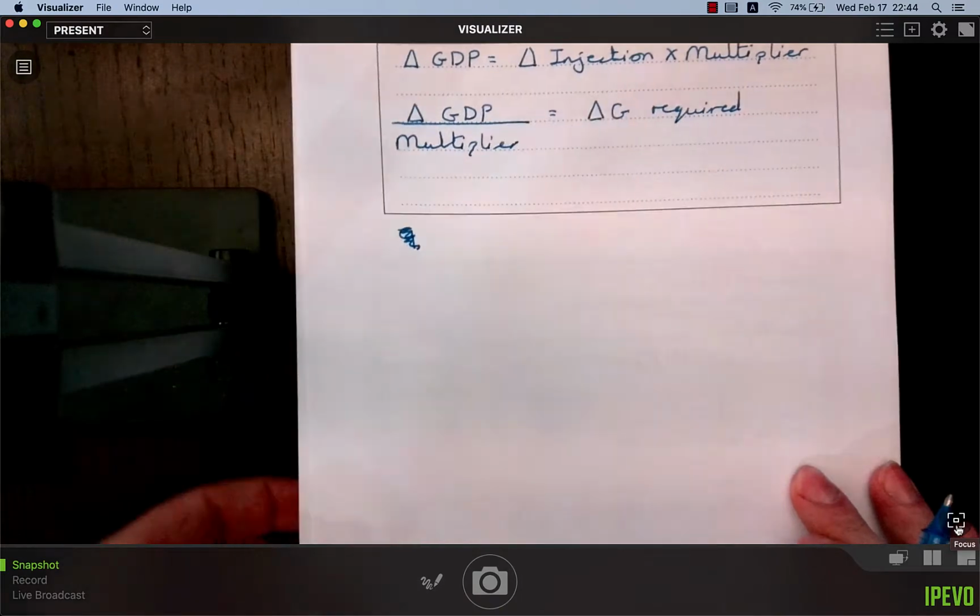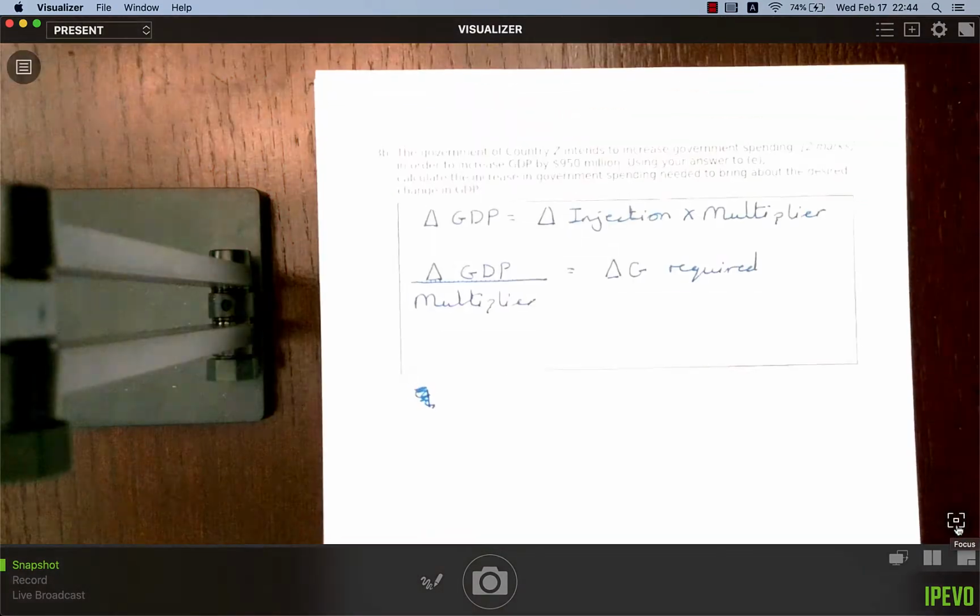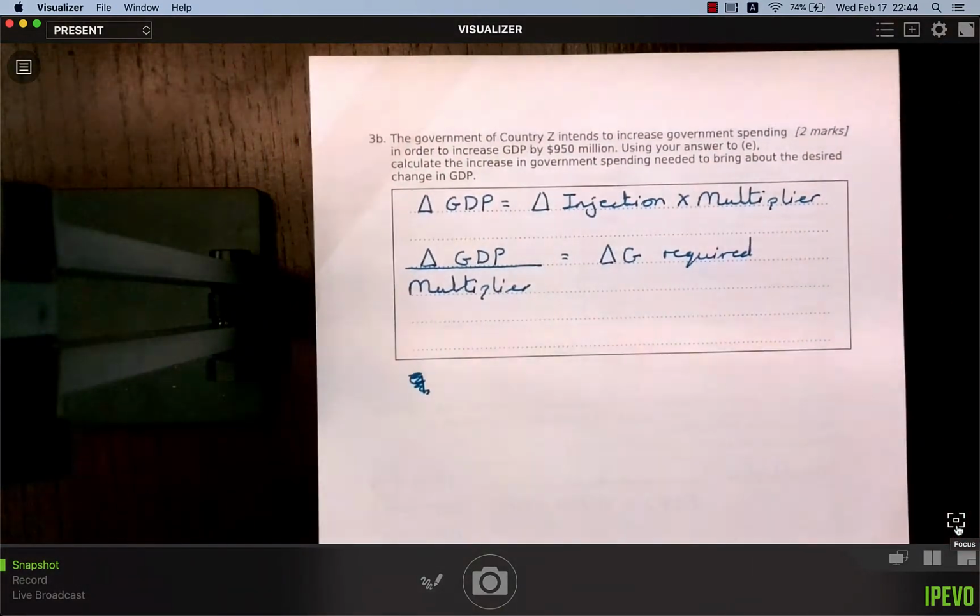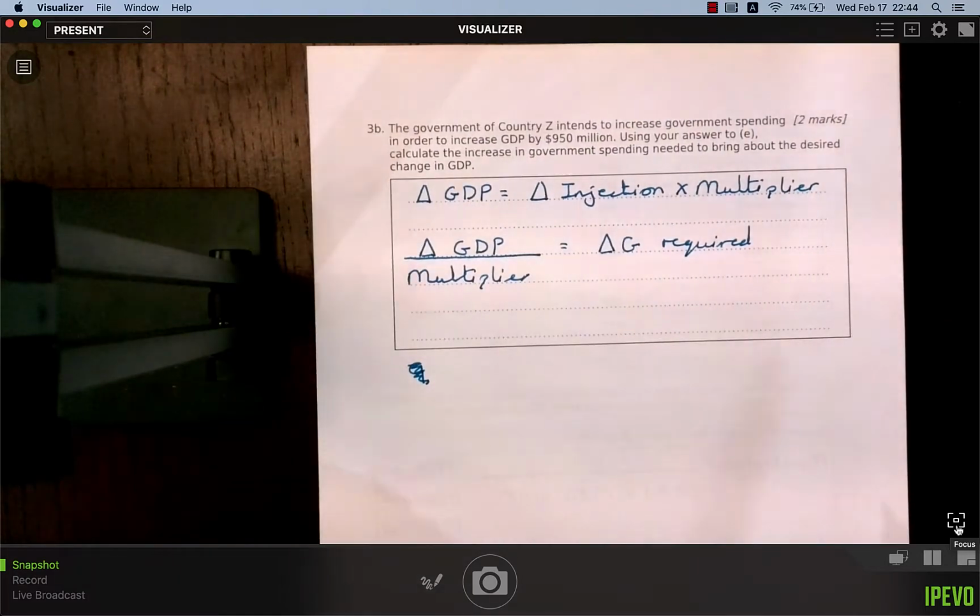Okay, now what are we doing next? Okay, excellent, 3B. I'm just going to adjust my pages again and excuse the glare. Okay, now, very good lights in this apartment. Okay, so the government of country Z intends to increase government spending in order to increase GDP by $950 million. Using the previous answer, calculate the increase in government spending needed to bring about the desired change in GDP.